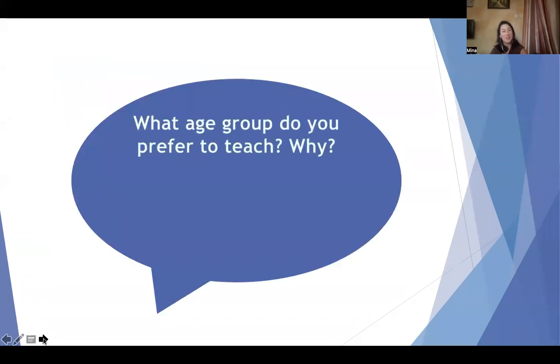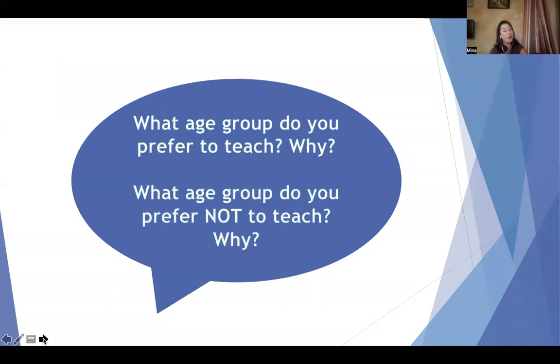So, starting out with a warm-up discussion, I'm curious to know what age group you prefer to teach and why, or what age group you prefer not to teach and why. So I'll open this up to the group. You may use the chat to respond, or feel free to raise your hand in order to unmute and speak and share your ideas. I know some people have very specific groups they like to teach. Some people really don't care. And I know that for some, there are age groups that they do not like to teach. So I'm curious to know your preferences, your experience, your opinions.